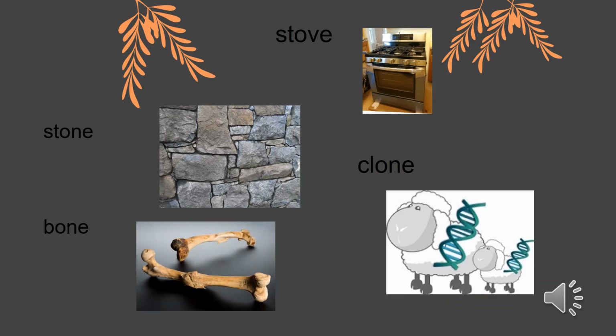Our list words: stove, and you can see the picture of the stove. That's where mum prepares meals, or maybe dad likes cooking, so he would use a stove. Remember, children need to take care around the stove because it can get very hot.